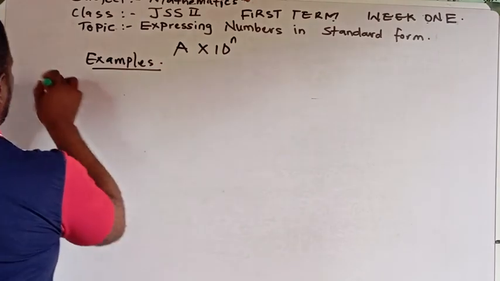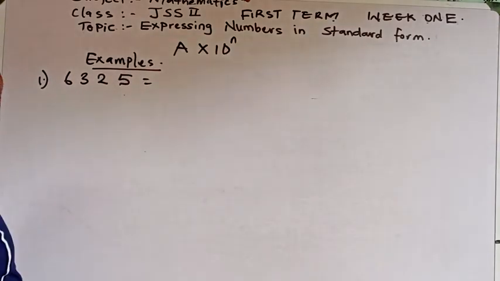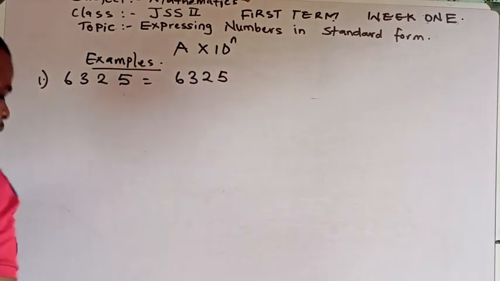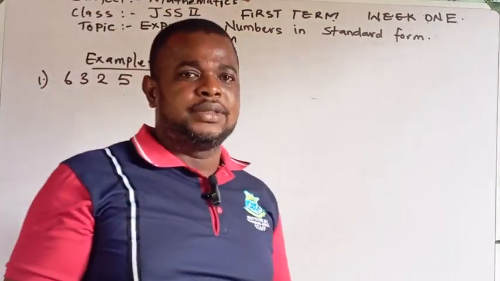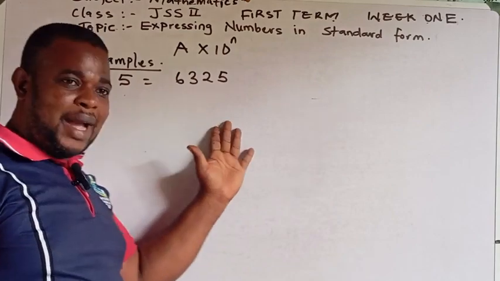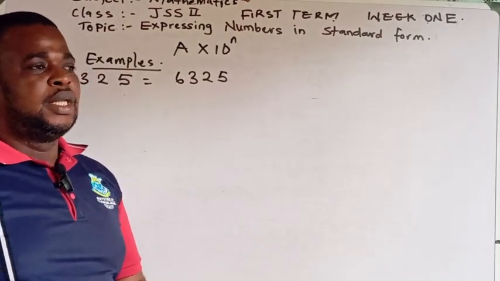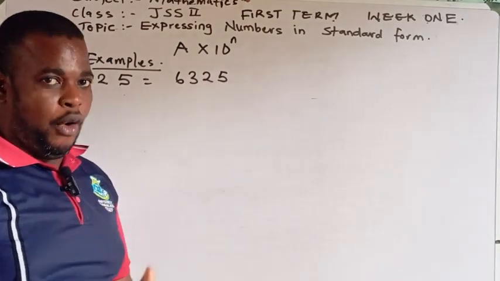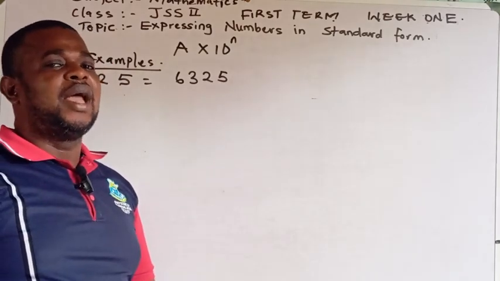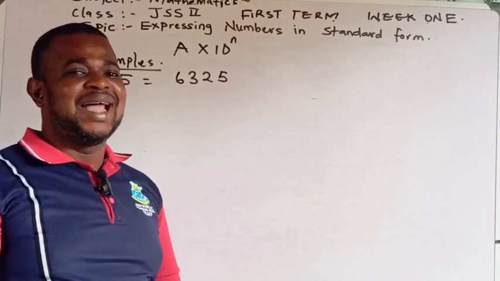Example 1: 6325. To write it in standard form, 6325. Now, there are two sets of numbers when it comes to writing numbers in standard form. Set 1 are numbers that are greater than 1, that's numbers that do not start with a decimal point, numbers that are not starting with 0 point. All these numbers are called whole numbers. They are greater than 1. And the second set are numbers that start with 0 point. That's the decimal numbers. They are numbers less than 1.